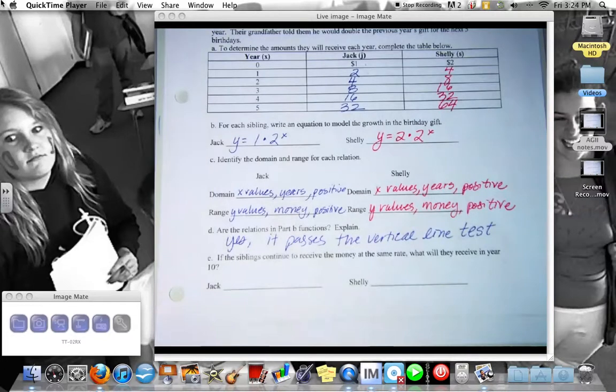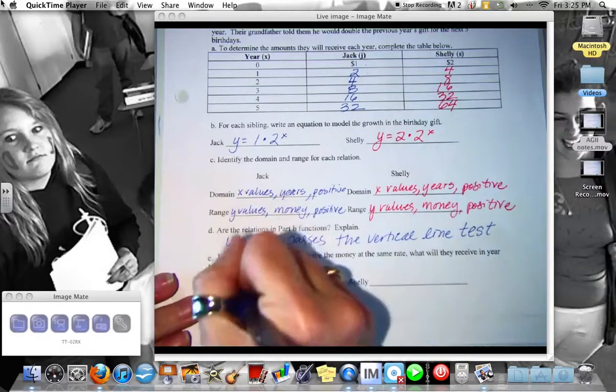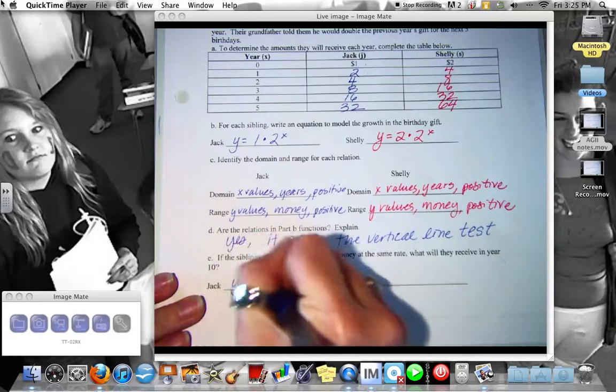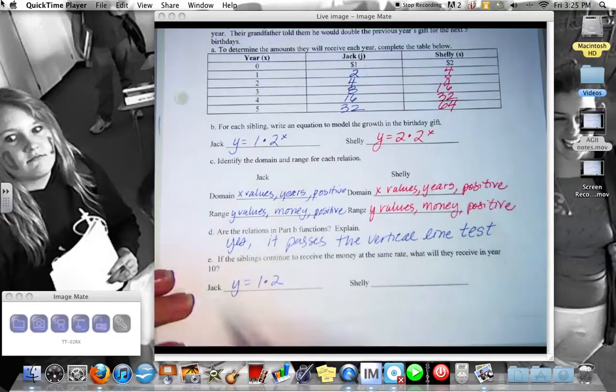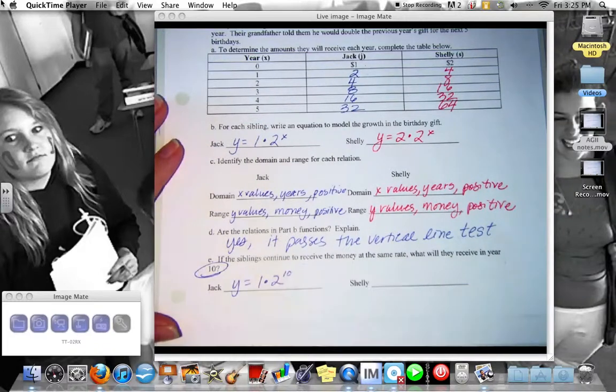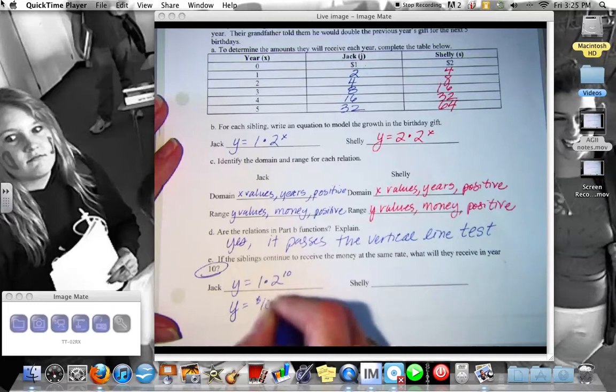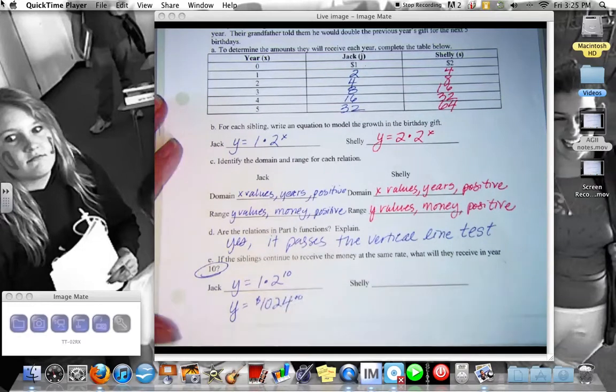If the siblings continue to receive the money at the same rate, what will they receive in year 10? So let's use our equation. And for Jack, we have y equals 1 times 2. And we're looking at year 10, so we're going to replace that where the x is. So it's to the 10th power. So y equals $1,024.